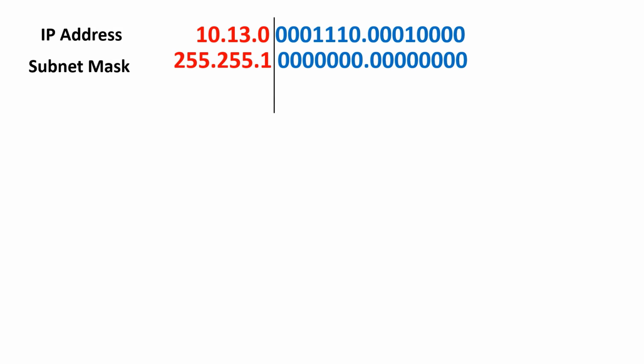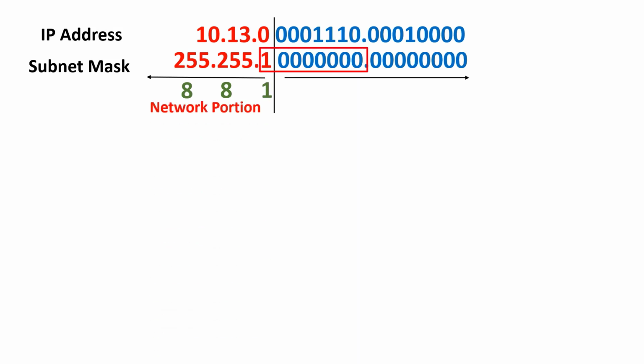Now, if we put this line between the network portion and the host portion, we will have here 8 bits on the first octet, plus 8 bits on the second octet, and only 1 bit from the third octet. This is our network portion. Now the third octet, we took only 1 bit towards the network portion. The remaining bits in the third octet go towards the host portion, 7 bits plus 8 bits. This is our 15 bits, the host portion.